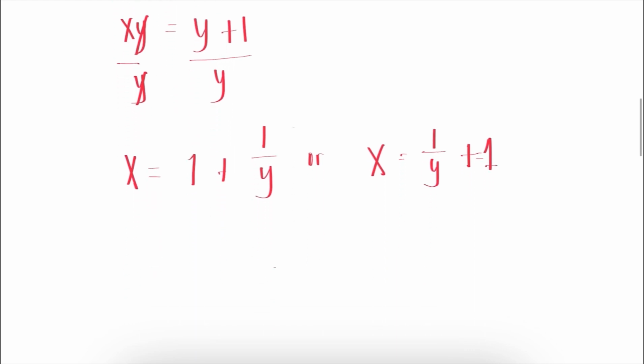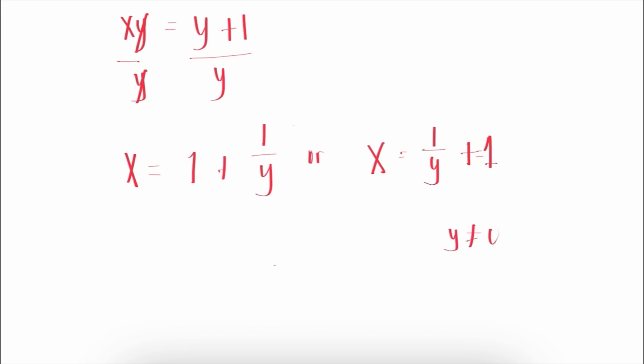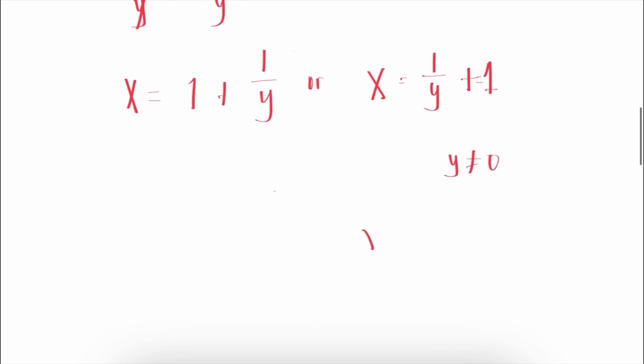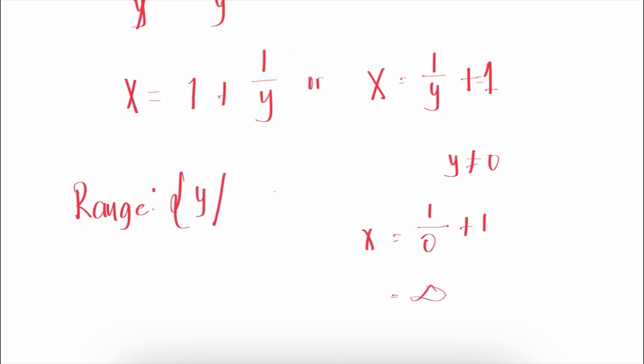Now, for the equation x to be real, let y not equal to 0. So y must not be equal to 0. So let's check. If y is equal to 0, let's see. What is 1 divided by 0? That's undefined. So therefore, the range of the function is all values of y such that y is not equal to 0.